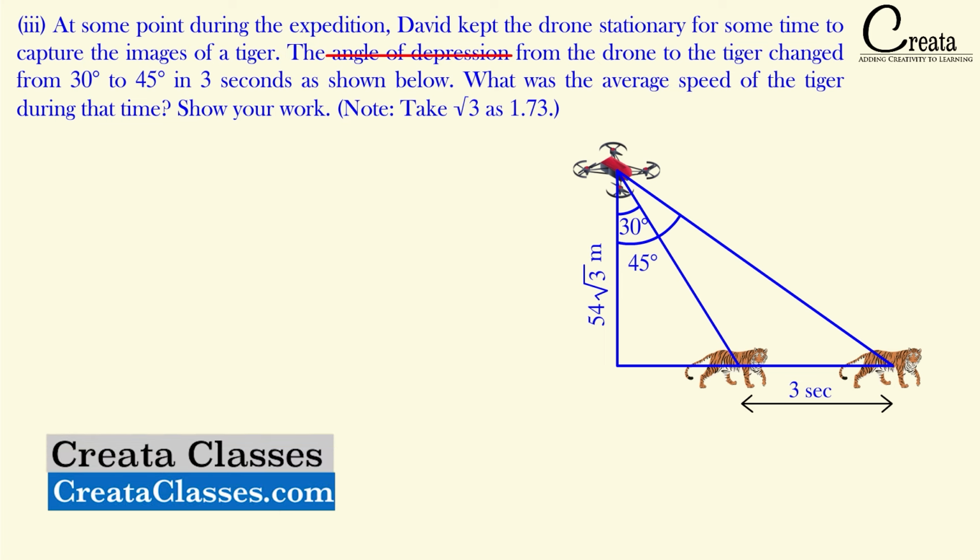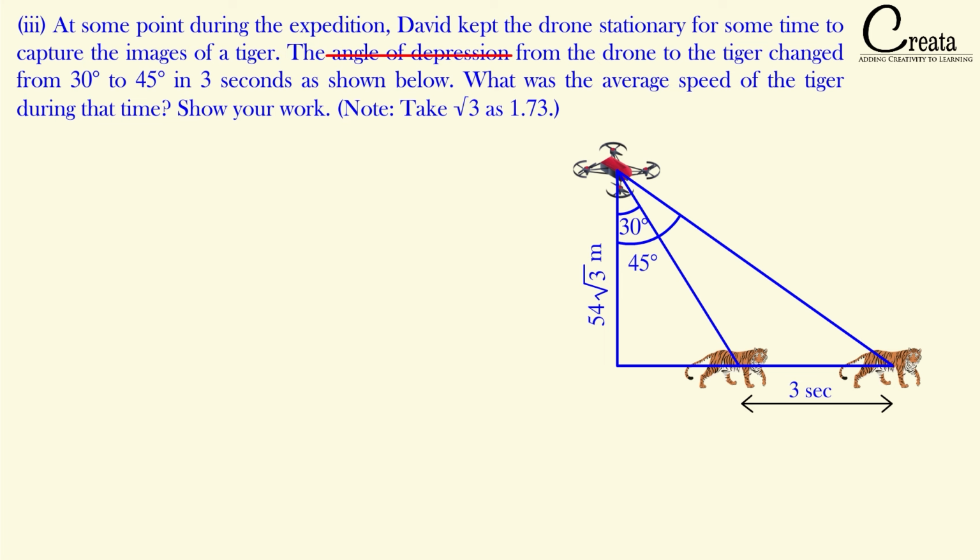In the given figure, angle 30 degree and angle 45 degree are given. So we will take these angles and we will proceed with the answer. Got it? The tiger has moved from this location to this location. Two angles are given, 30 degree and 45 degree. Height of the drone is given. We have to find the average speed of the tiger. Basically, we have to find the distance between the two cases of the tiger, that is the tiger at the first location and the tiger at the second location. The distance between these two scenarios of the tiger.